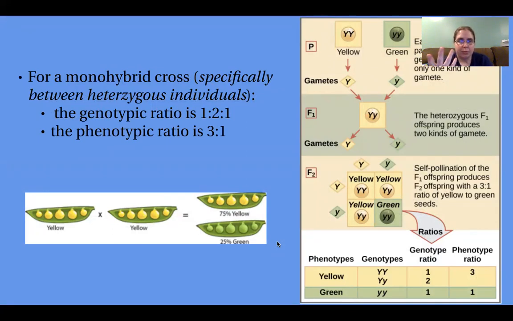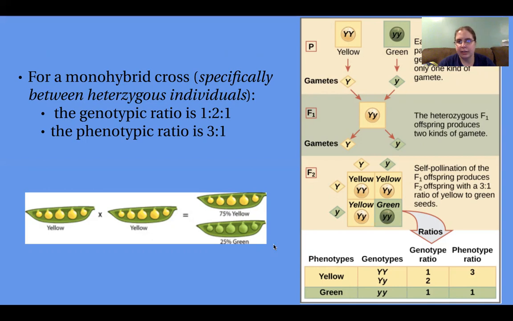So for a monohybrid cross, specifically between heterozygous individuals, we always see this particular ratio. For the genotypic ratio, it's a 1-to-2-to-1 ratio. 1 out of 4 boxes are homozygous dominant. 2 out of 4 boxes are heterozygous. 1 out of 4 boxes are homozygous recessive. And the phenotypic ratio is 3-to-1.